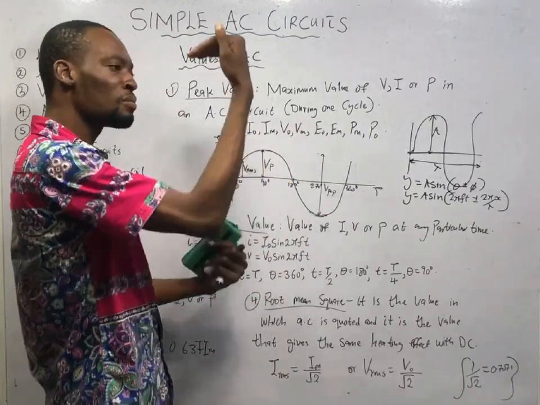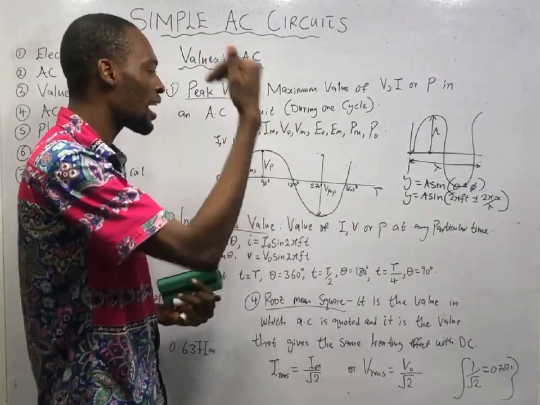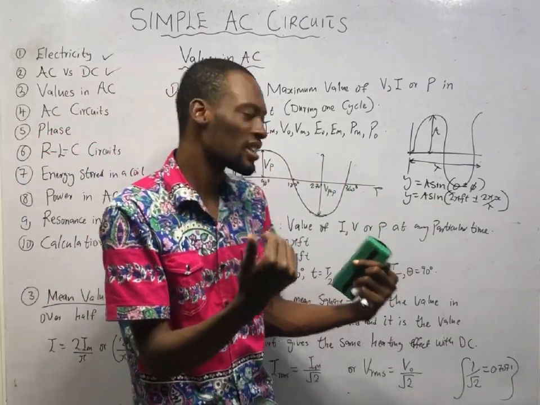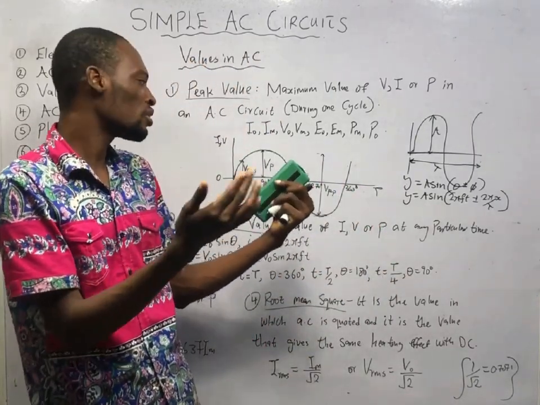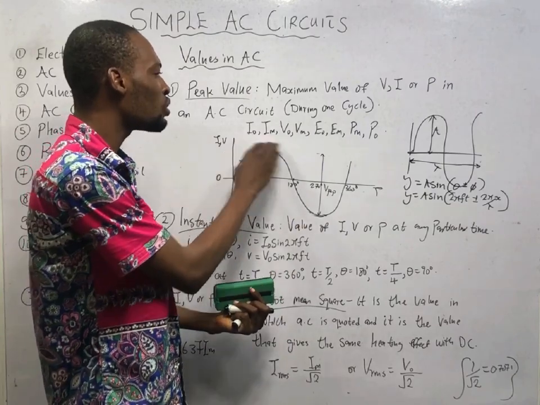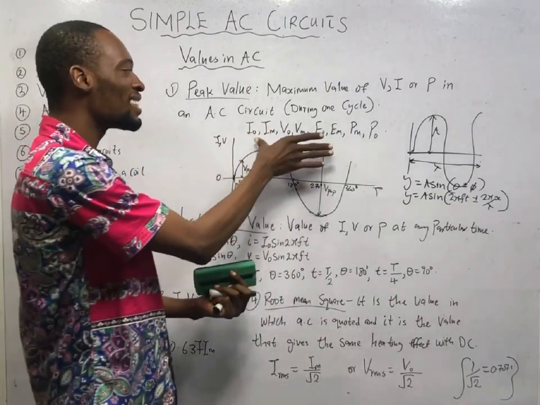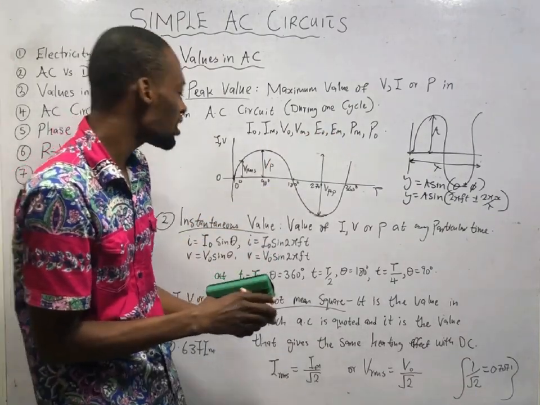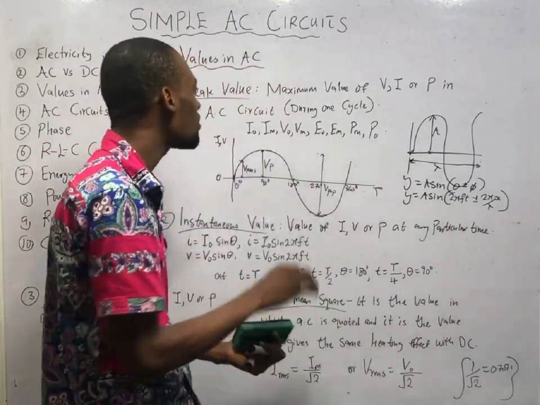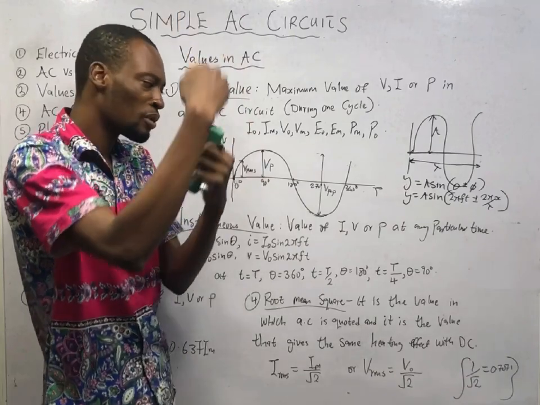It simply means the maximum value: I0, maximum value of current; V0, maximum value of voltage. So you can represent them with P as well: IP, VP, EP. But these are the common ways we represent peak value. From the name, peak: maximum, highest.